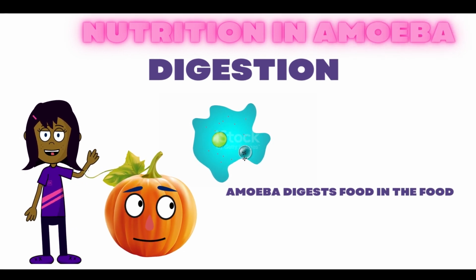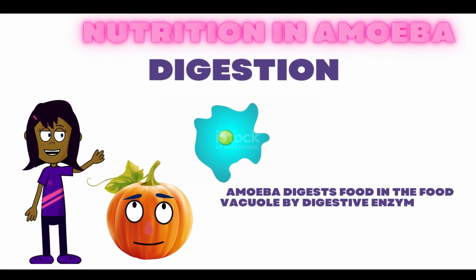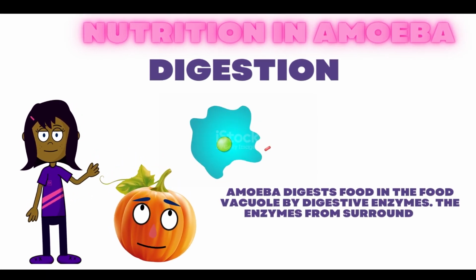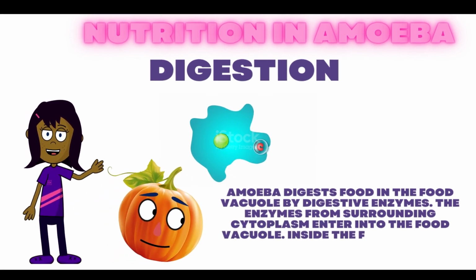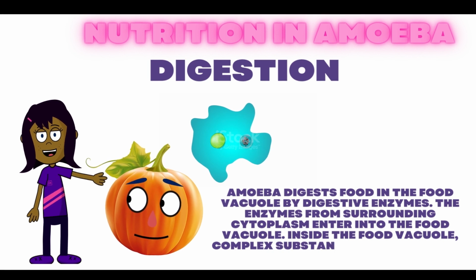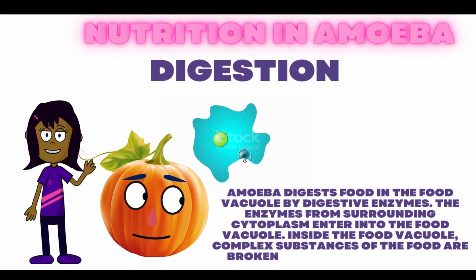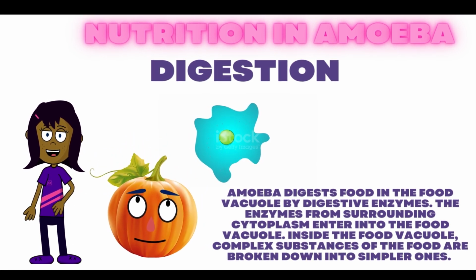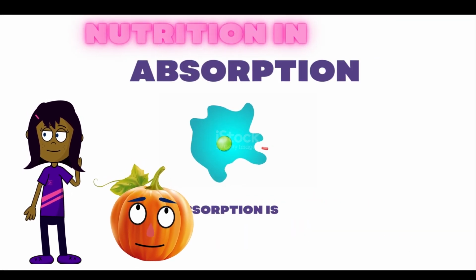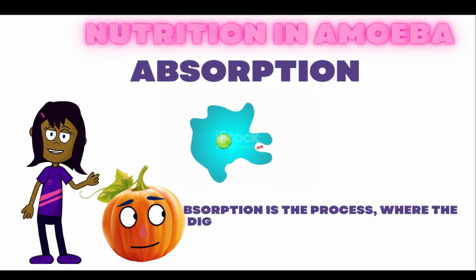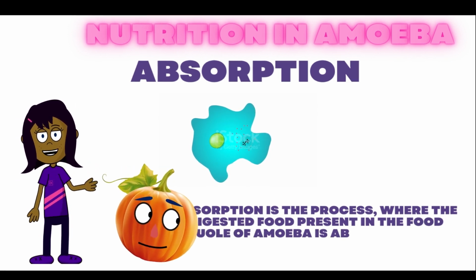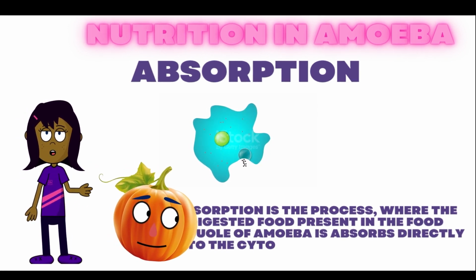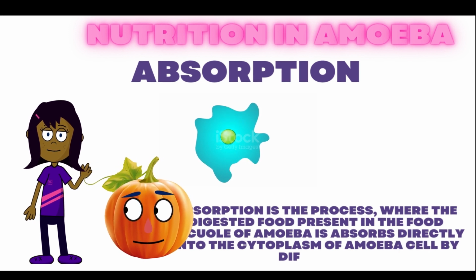Digestion. Amoeba digests food in the food vacuole by digestive enzymes. The enzymes, from surrounding cytoplasm, enter into the food vacuole. Inside the food vacuole, complex substances of the food are broken down into simpler ones. Absorption. Absorption is the process where the digested food present in the food vacuole of amoeba is absorbed directly into the cytoplasm of amoeba cell by diffusion.